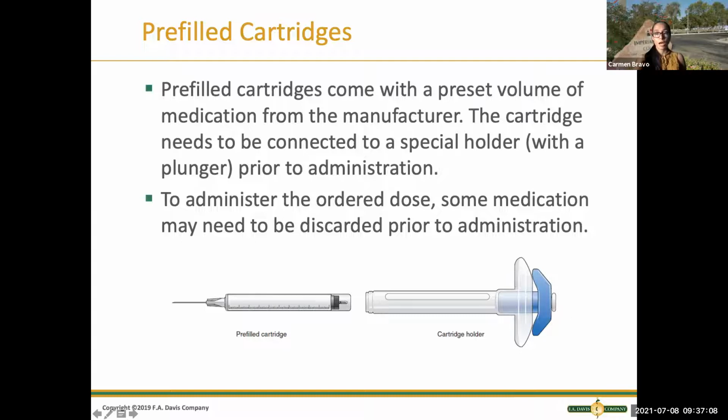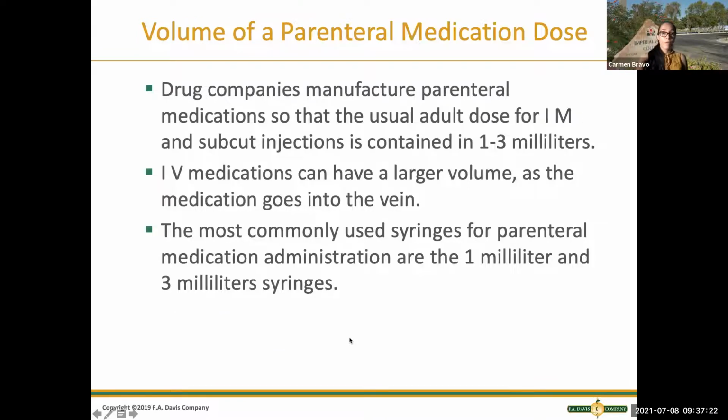So we use them a lot. We have them in the crash cart. I don't know if you know, when we have a code on a patient, we have those cartridges there for some medications that need to be pushed that way. But like I said, we hardly ever use them, but they're still out there.